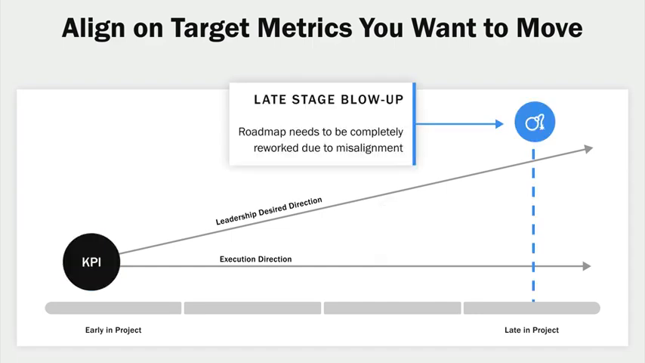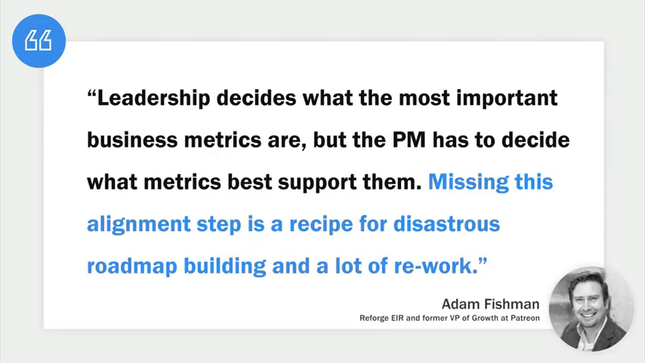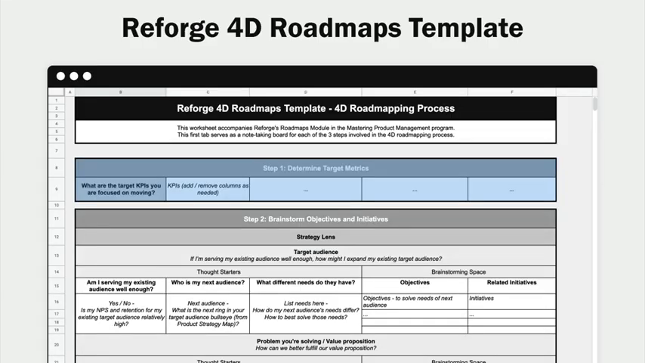When the difference gets too large, it leads to a late-stage blow-up, where the roadmap has to be completely reworked because it turns out leadership wanted the PM to work on a completely different set of target KPIs. As Adam Fishman says, leadership decides what the most important business metrics are, but the PM has to decide what metrics best support them. Missing this alignment step is a recipe for disastrous roadmap building and a lot of rework. Write down what target KPIs you'll focus on in your Reforge 4D Roadmaps template.